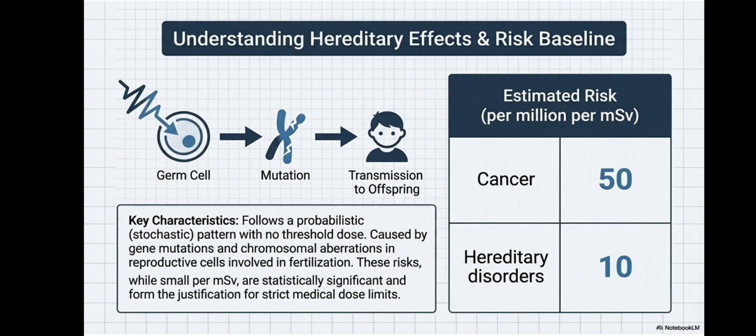According to radiation protection estimates, per million people, the cancer risk is 50% and hereditary disorder is 10.